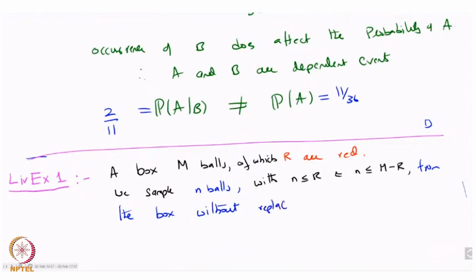So once I pick a ball, I don't put the ball back. So I pick a ball first in an equally likely manner. I leave the ball outside. I go pick another ball, and so on and so forth. I draw little n balls.